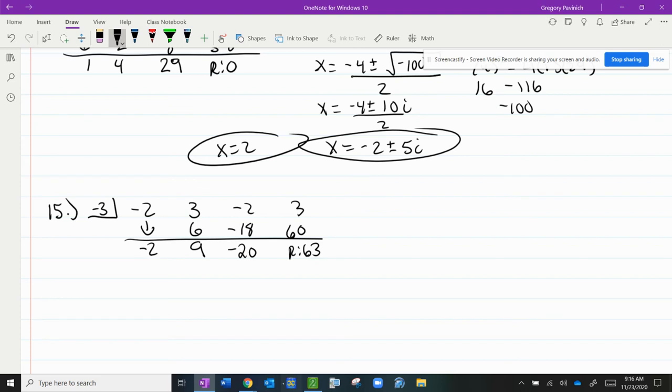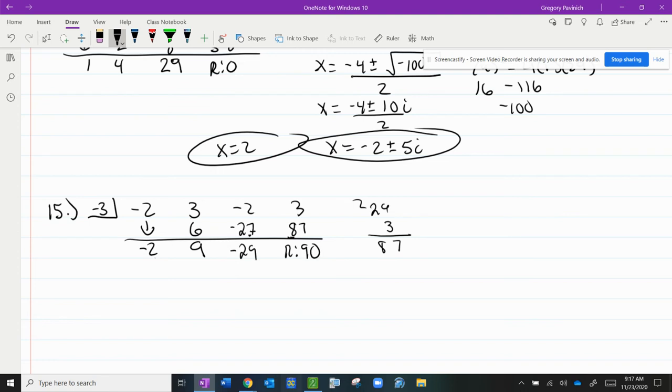So I have -2, +3, -2, and a 3, and I'm going to synthetically divide, bring down my -2, I get 6, add my 3, get 9, 9 times 3 is, whoop, 9 times -9 is -27. I think this helps my case though, -29, and 29 times 3, 6, 8, this is a remainder of 90.